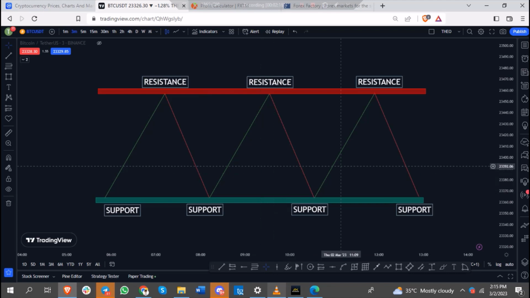Support and resistance is further complex than this, but we're trying to keep it as simple as it can be, because the financial market is all about keeping things simple and understanding it.